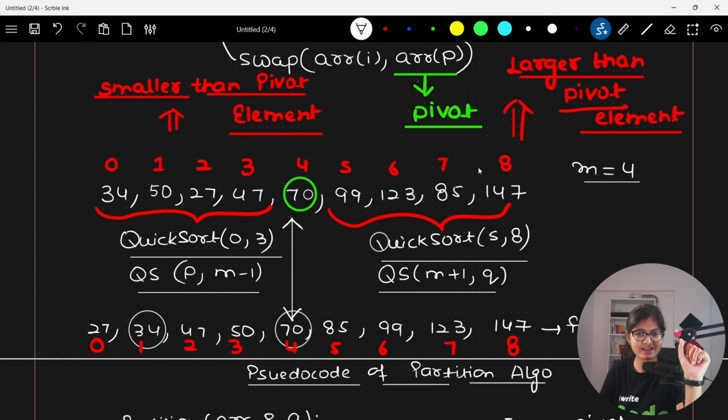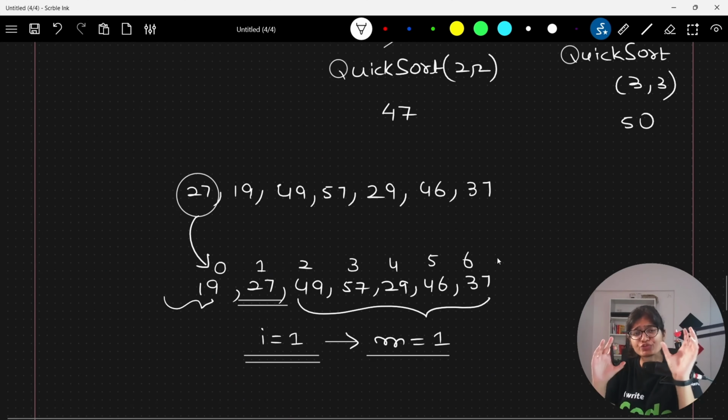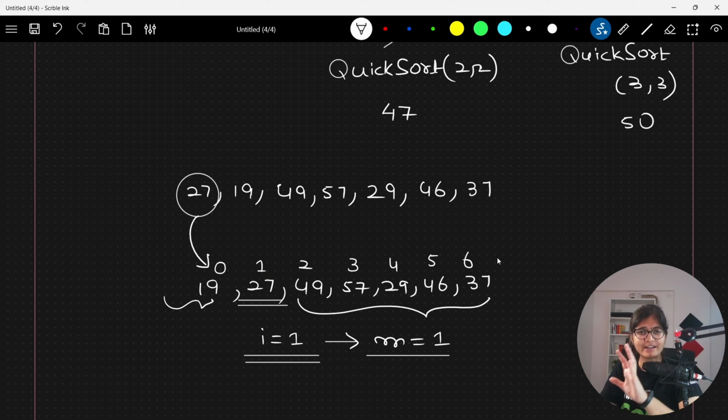What will be the worst case scenario? Just like the example I have discussed here, where almost all the elements are at the right side or at the left side. For example, in this case, you will see almost all the elements are at the right side of the pivot element. There is only a single element left on the left side. And vice versa can also happen. Meaning all the elements will be at the left side, or maybe there is no element, or maybe a single element will be present at the right side of the pivot element.